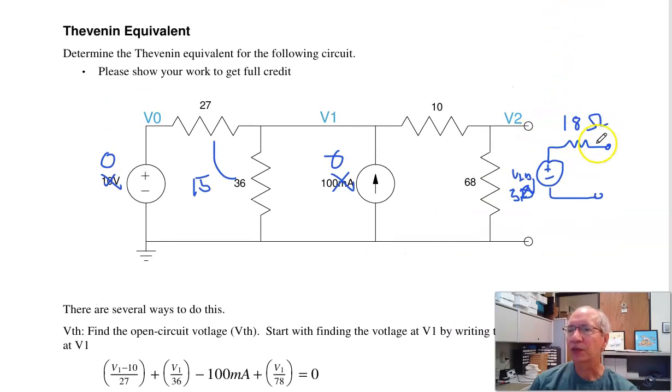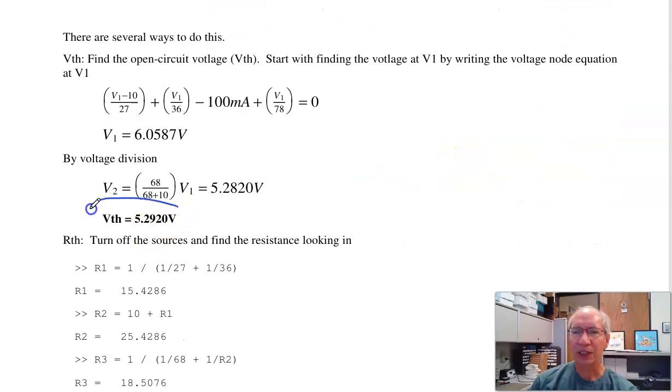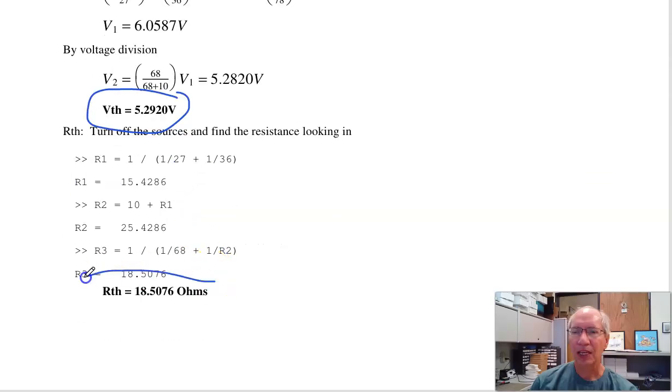Another way you could do it is find the short circuit current. Short this to ground, find the current, then the resistance is voltage over current: open circuit voltage divided by short circuit current. Should get the same answer. So there is V Thevenin and R Thevenin.